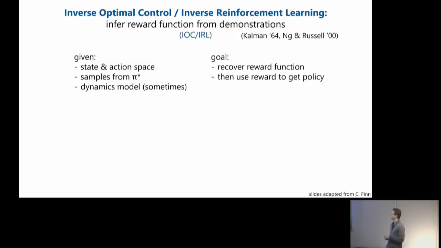Then your goal is to use those samples to recover some estimate of the expert's reward function, and once you've recovered that reward function, you can then recover their policy, potentially in new situations or with new embodiments, to actually perform the task.